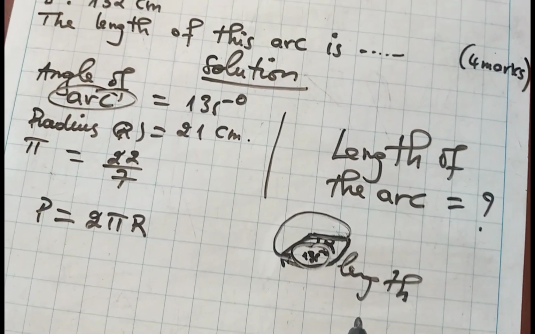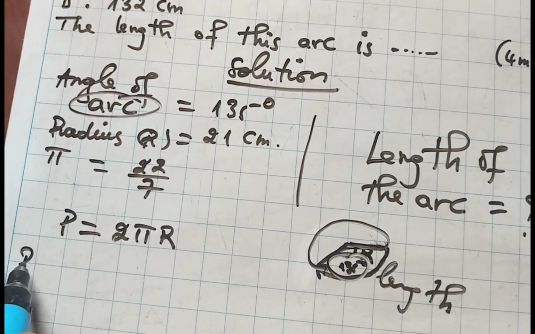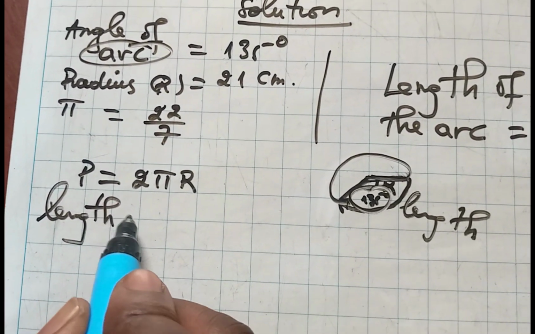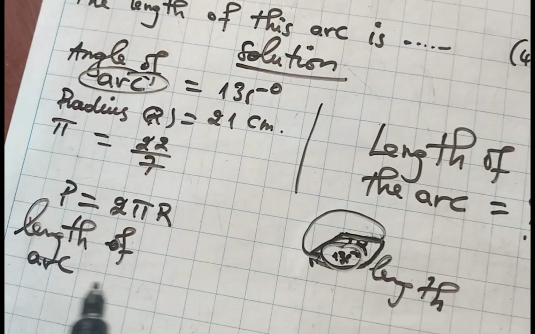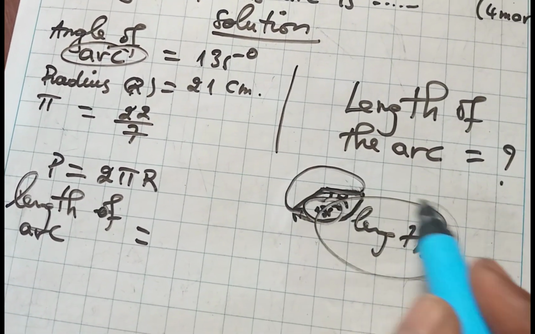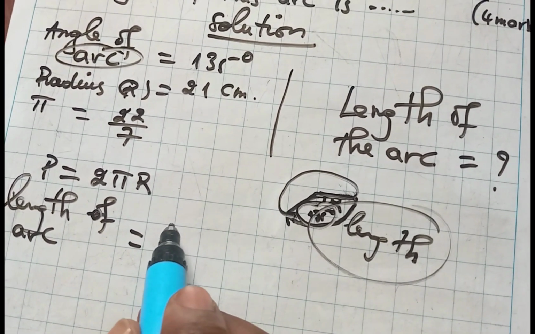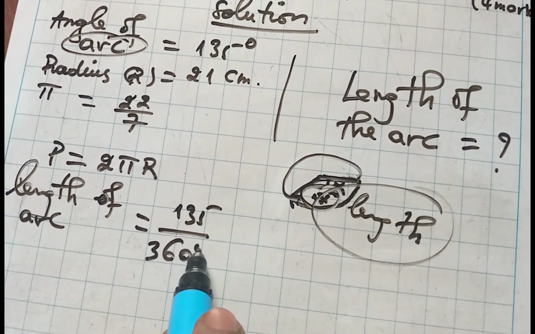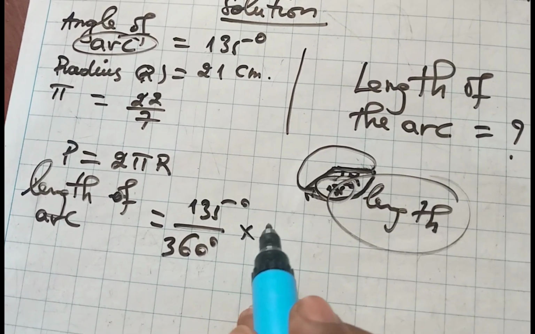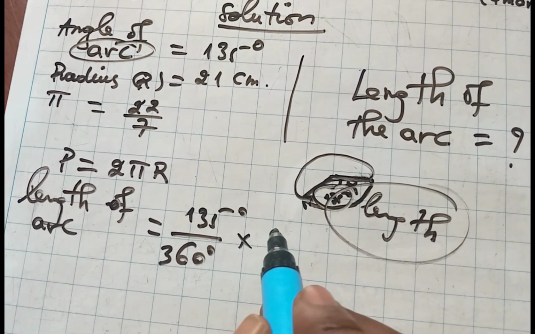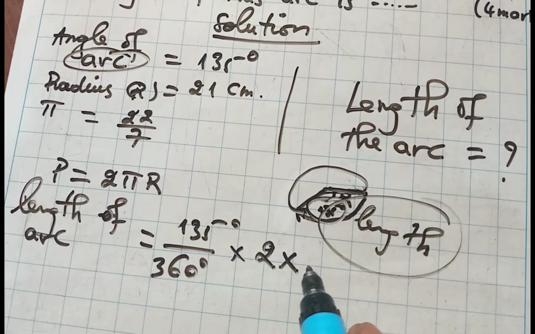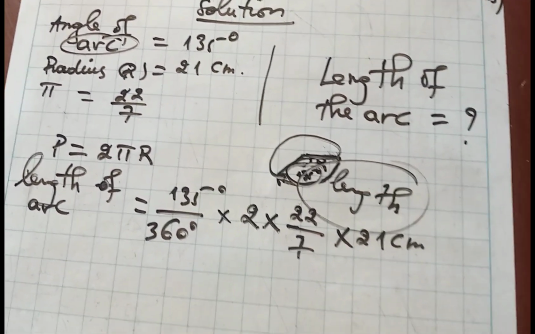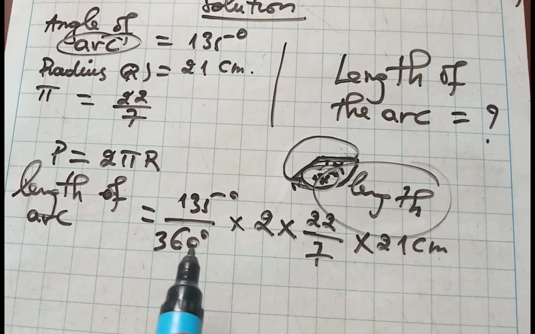So this is 135 degrees among the 360 degrees. That's why to find the perimeter or the length of the arc is equal to the angle of subtension, which is 135 degrees divided by 360 degrees of the full circle, then times 2 times the pi, which is 22/7, then times the radius, which is 21.